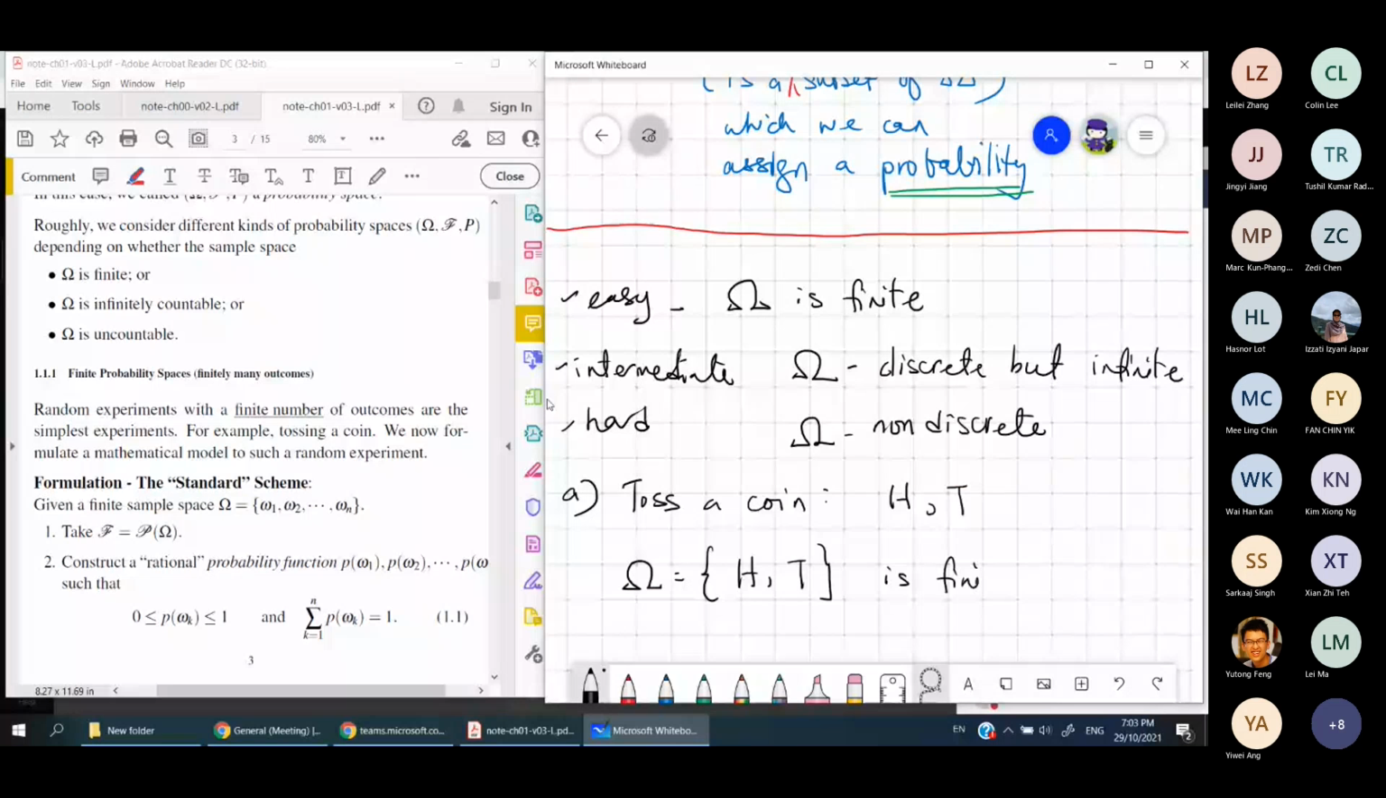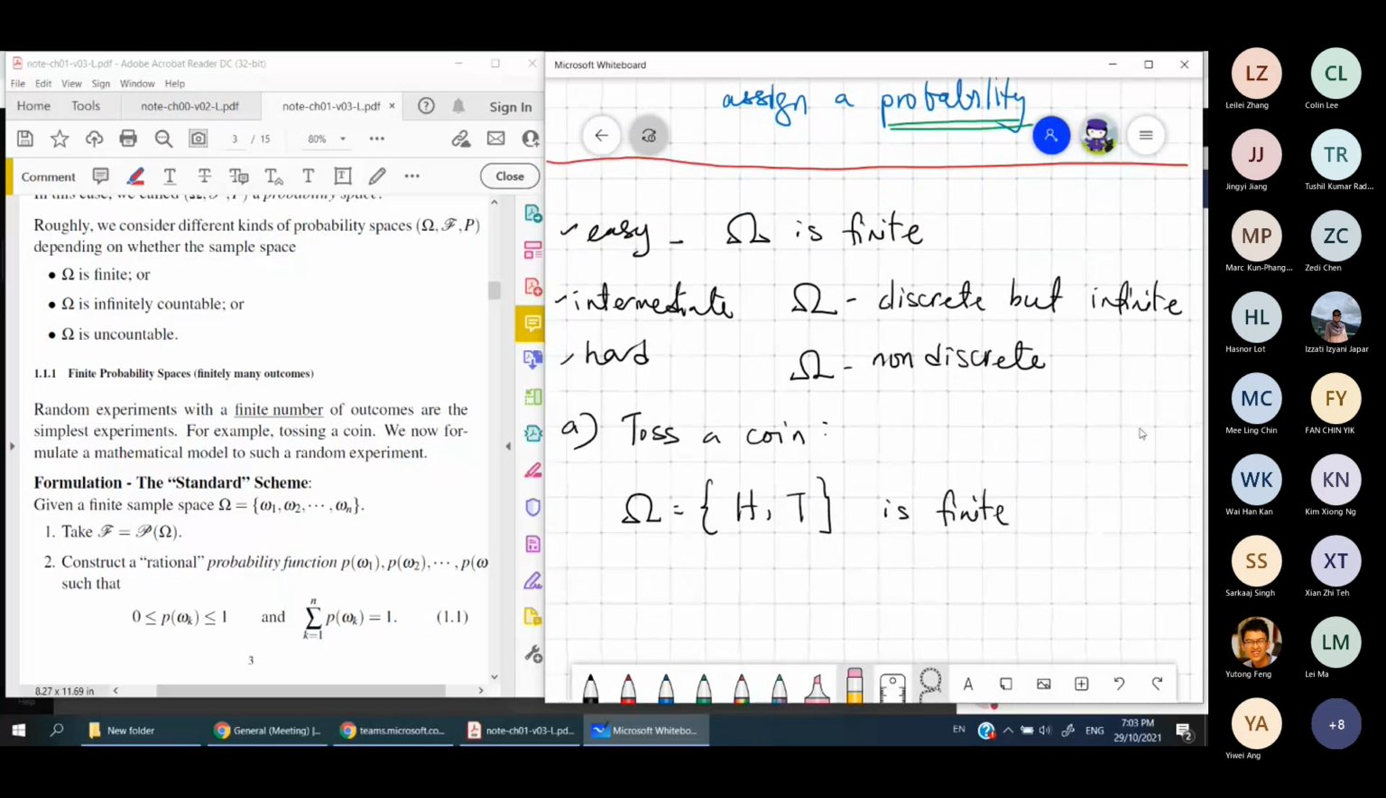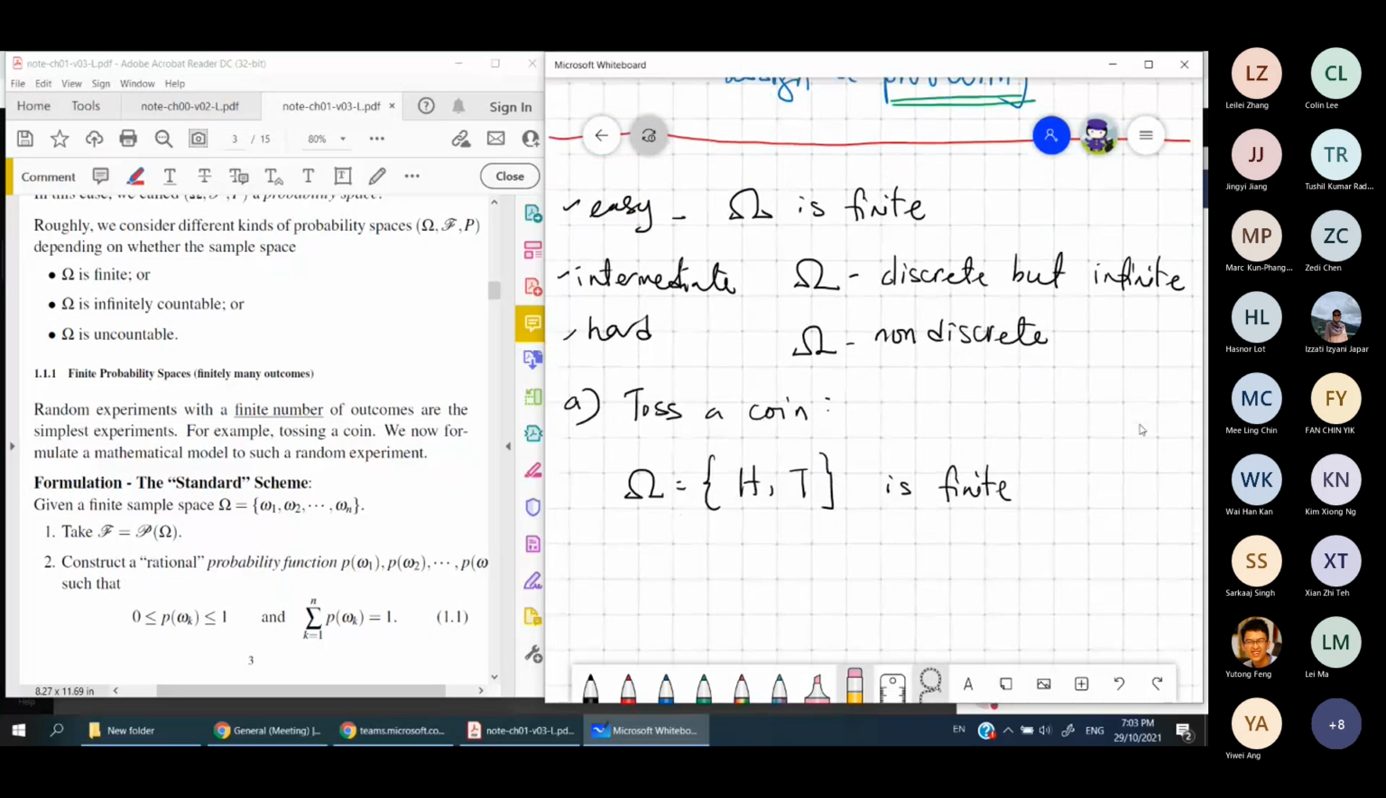Another example is, you roll a dice. The possible outcomes are 1, 2, 3, 4, 5, 6. Another example of the finite case. So at least you have some idea, an example for the finite case. So how about this one? We can look at these examples.